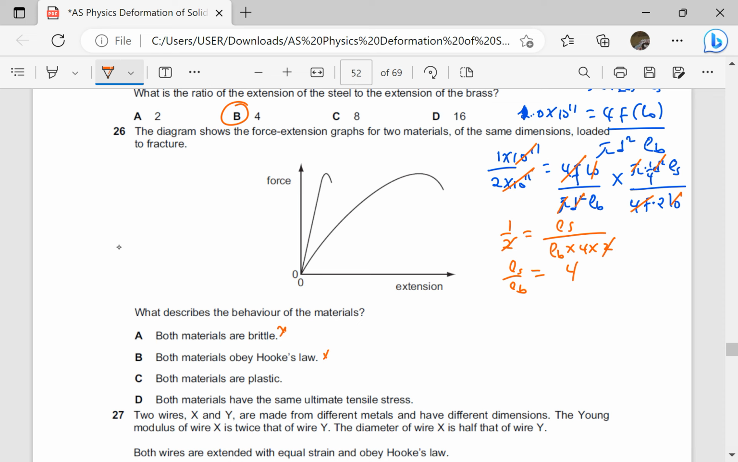They are not straight lines throughout. Both materials are plastic. They may not be necessarily plastic because they undergo both elastic deformation and plastic deformation. Both materials have the same ultimate tensile stress. Okay, let's find here. Let me draw a horizontal line through this and I see if it is the same.